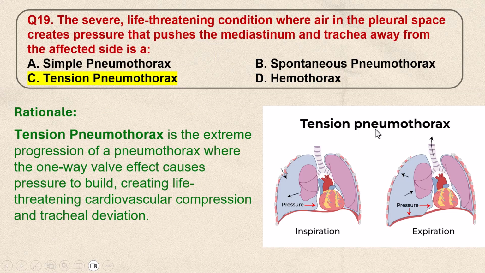You can see in the tension pneumothorax, if the chest wall gets any injuries like a stab injury, when the person inspires, the air will come from outside into the chest cavity through this hole, but during expiration the air cannot go outside. So this is the one-way valve effect, causing pressure to build, creating life-threatening cardiovascular compression and tracheal deviation. It's a surgical emergency.